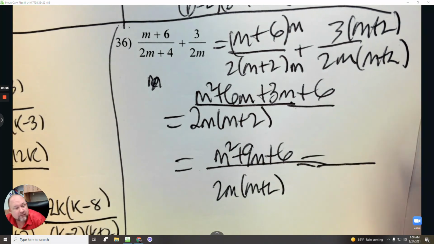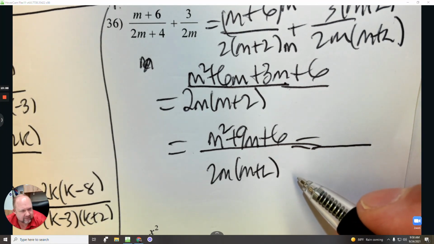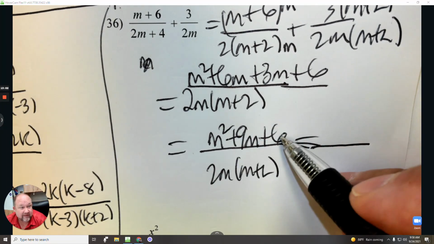Is that factorable? Two numbers that multiply to 6 and add to 9. No, is it? No, it isn't factorable. If it was 6 and 9, it'd be factorable.